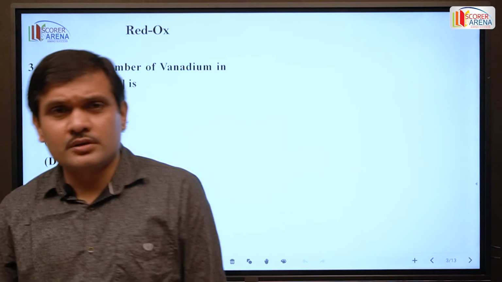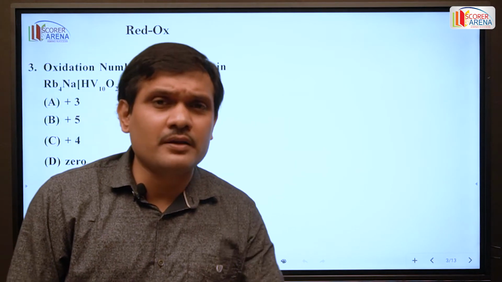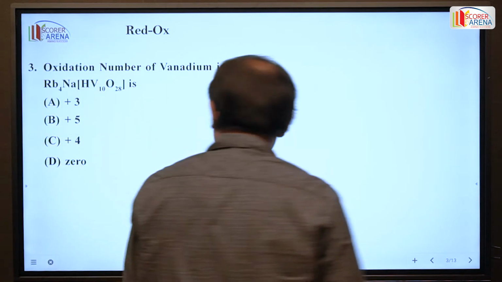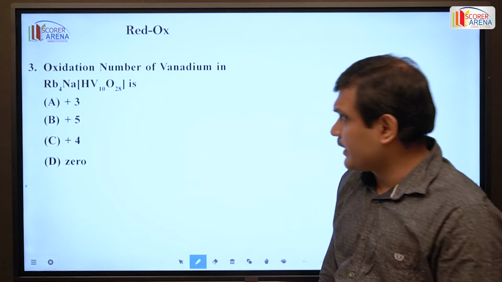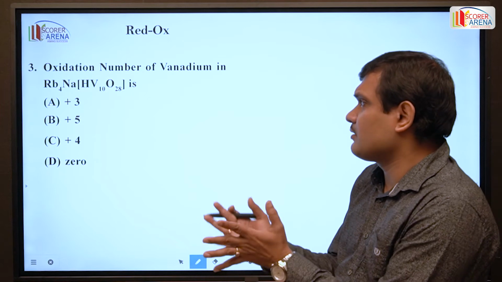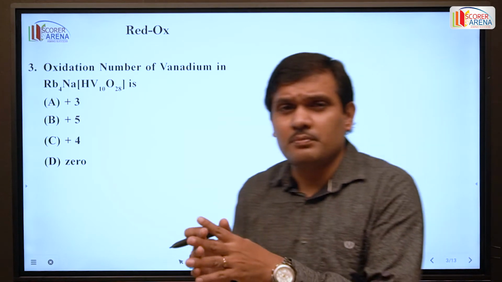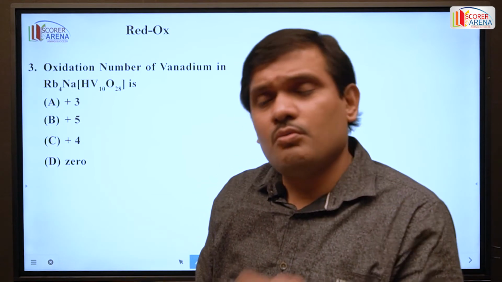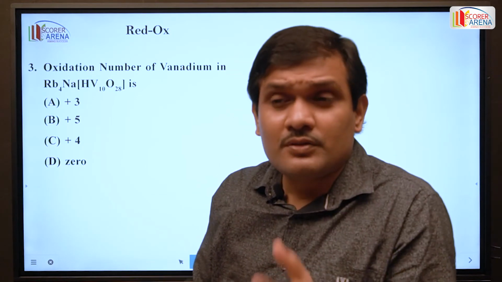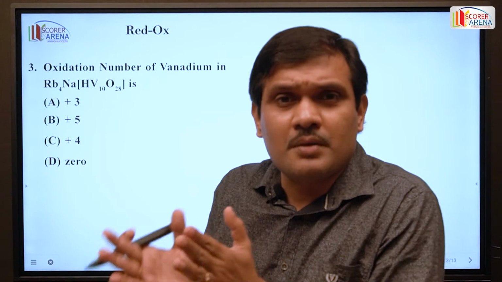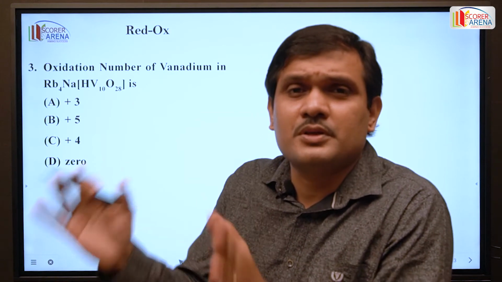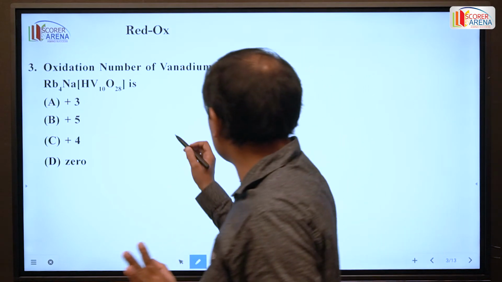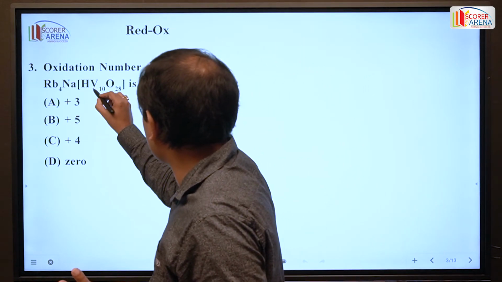Again, this question is related to the finding of oxidation number. A compound is given: Rb4NaHV10O28. So don't be confused with the big formulas. We have a general concept: the sum of oxidation numbers of different atoms present in a compound will be equal to 0. So here we have to find out the oxidation number of vanadium.